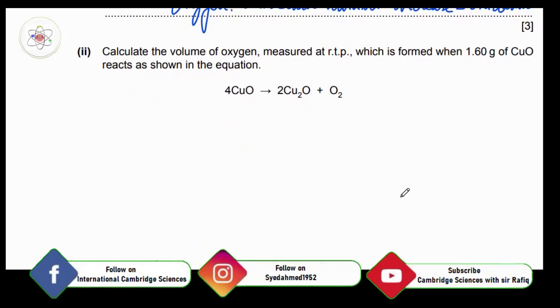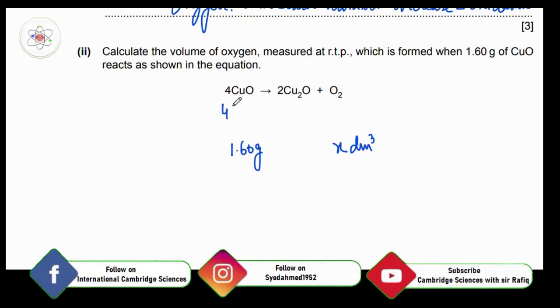Moving on, B2, part B and subpart 2, calculate the volume of oxygen measured at RTP, which is formed when 1.6 gram of copper oxide reacts as shown in the equation. So 1.60 gram you are taking of copper oxide for this particular reaction, and you have to find out how many decimeter cube volume of oxygen is being produced at RTP, right?